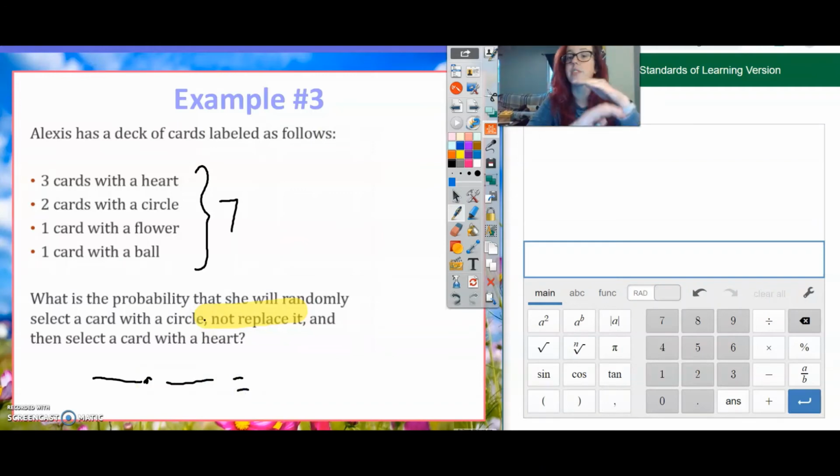So first things first, start like normal. Don't get overwhelmed. Start from the beginning. What's the probability that she will get a card with a circle? Well, there are 2 circles and there are 7 cards.